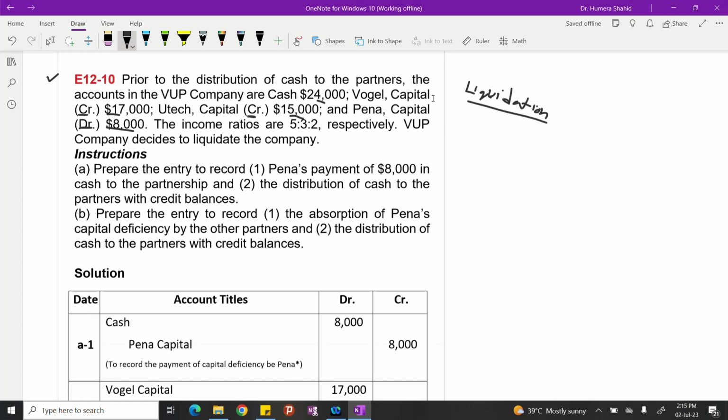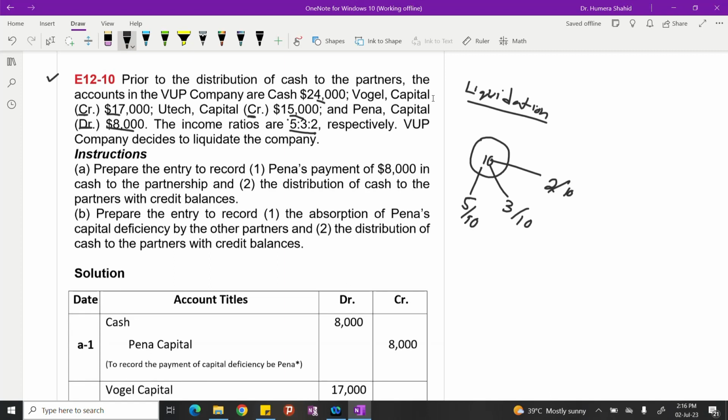Okay. The income ratio are 5:3:2. 5:3:2 means, can you see, 5 parts plus 3 parts altogether 8 plus 2 parts altogether 10. So whatever things, either it is profit or either it is loss, we are going to make 10 parts of it. And out of 10 parts, 5 parts will be taken by Vocal, 3 parts will be taken by UTEC, and 2 parts will be taken by PINA. Okay, so that's 2 by 10, 3 by 10, 5 by 10. This is how we make the ratio.